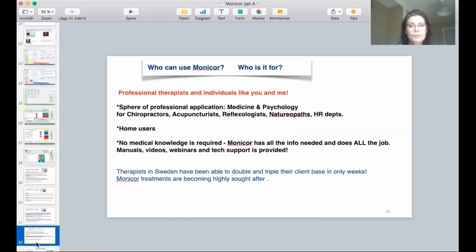And you don't, as I mentioned, need to have any medical knowledge because the Monocle does all the job. You just have to press the buttons. So we've been selling this system in Sweden for some time now, and we are noticing that therapists are telling us that they are increasing their client base quite dramatically. And the Monocle sessions are very sought after.